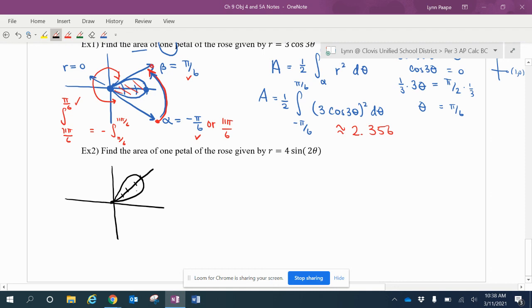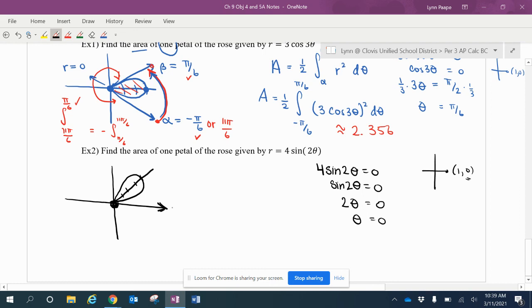And so now I'm trying to figure out, when will I enter and exit the pole? That's when r is equal to 0. So my first step is to set r equal to 0 and then solve for that. I'm going to divide both sides by 4. And then when does sine equal 0? Sine is my y value. So if I look at this ordered pair, that would be at 0. So 2 theta would be equal to 0, and then divide by 2, so theta would be 0.